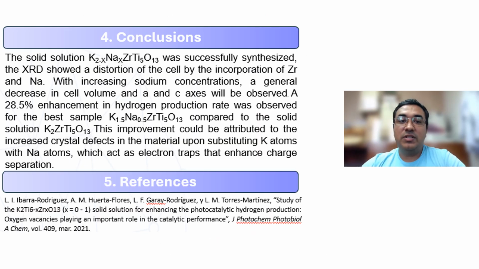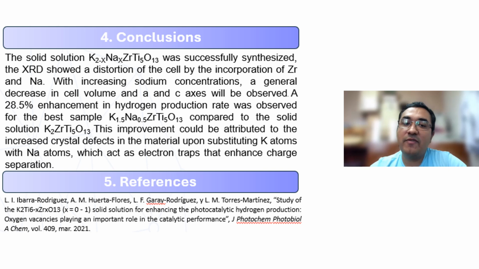As a conclusion, the solid solution was successfully synthesized. The X-ray shows a distortion of the cells by the incorporation of zirconium and sodium. With increasing sodium concentration, a general decrease in cell volume and in the A and C axes is observed, generated by the introduction of smaller cations.